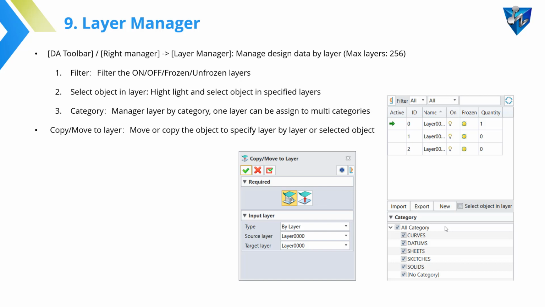Under the Layer Manager, we have the filter, which is used to filter on, off, frozen or unfrozen layers, and select the object in layer to highlight and select the object in the specified layer. Besides, we can manage the layer by category, and one layer can be assigned to multiple categories. Moreover, we can move or copy the object to a specified layer by layer or selected object. Let me show you some examples.